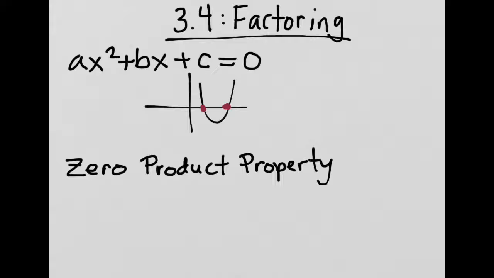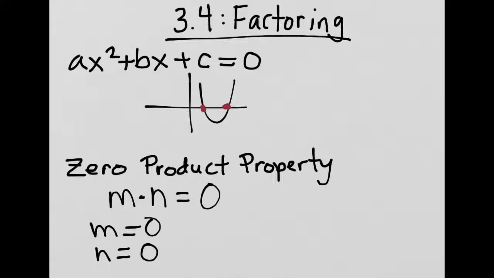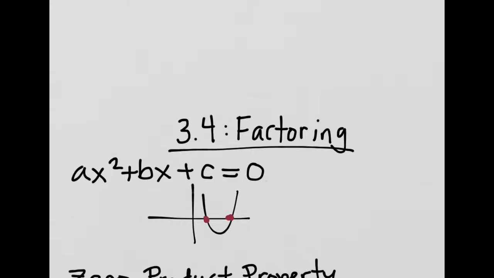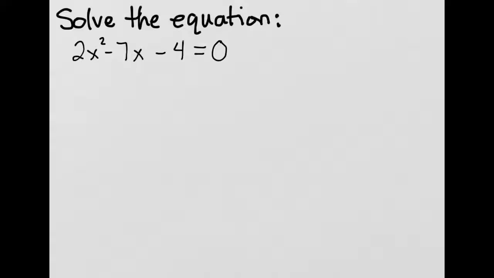There's a property called the zero product property, and that says that if we have two things, say m and n, multiplied together to get 0, then in order for that to be true, either m equals 0, n equals 0, or they both equal 0. So we are going to take an expression like ax squared plus bx plus c and rewrite it so that it's only got two things being multiplied, so that we can use the zero product property and set each one equal to 0. In order to do that, we're going to have to factor this, or make it the opposite of distribution, or FOIL. So let's go ahead and look at this equation.